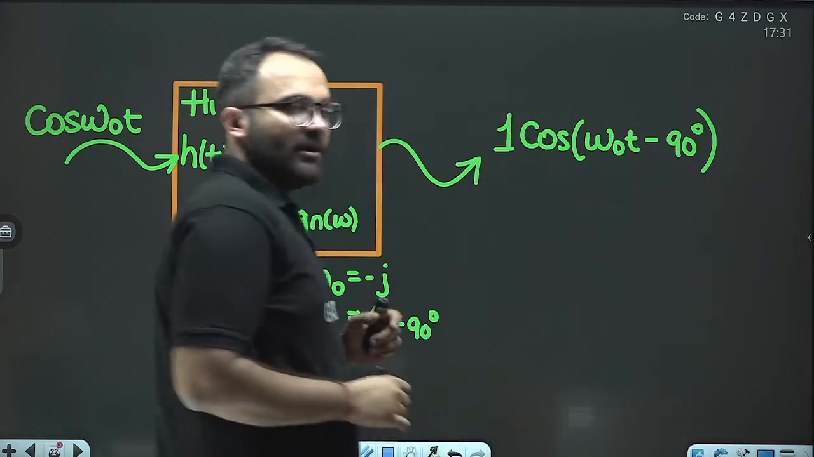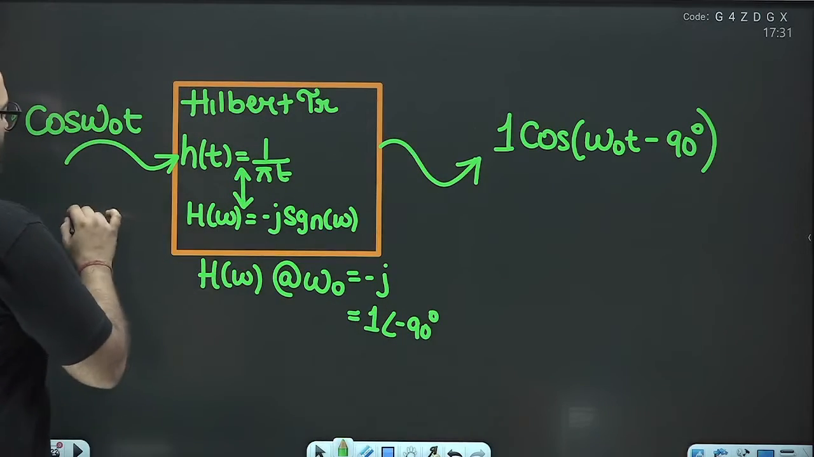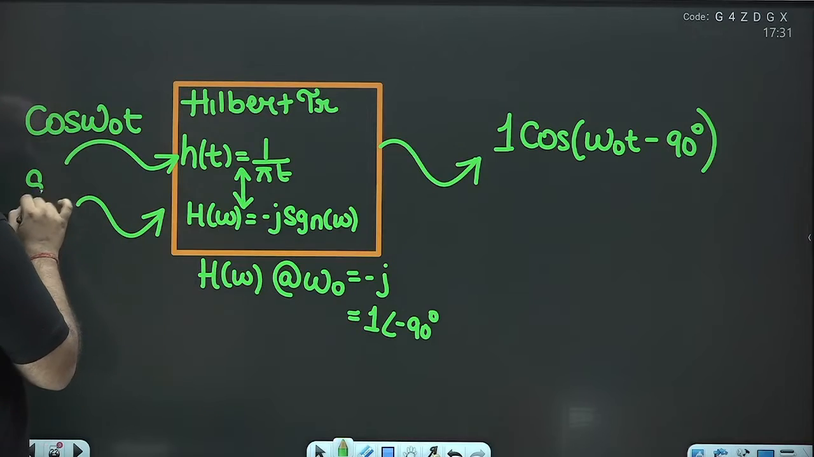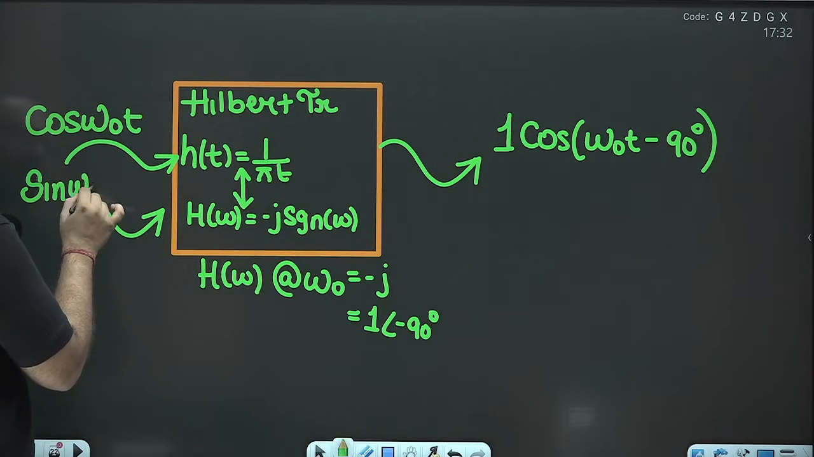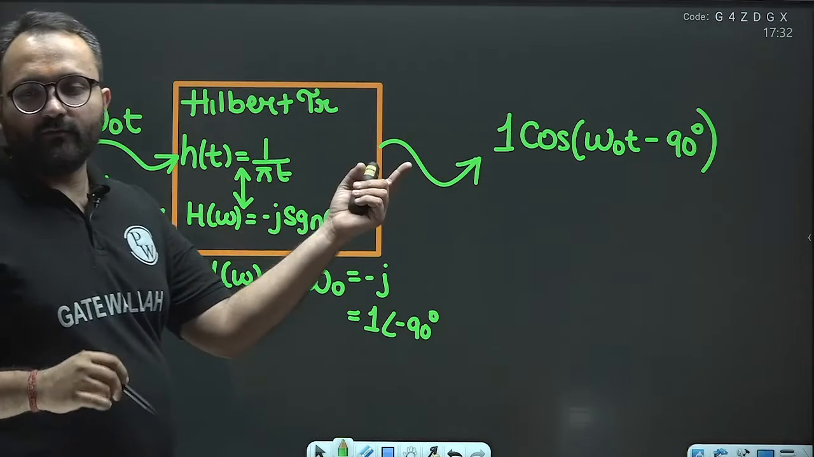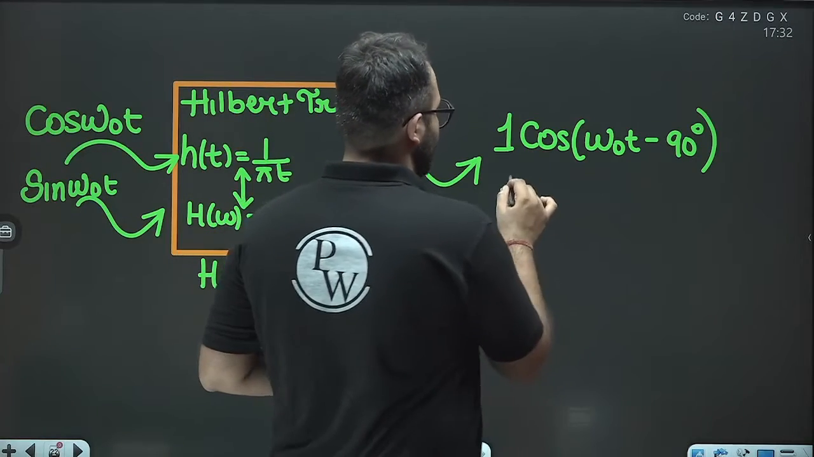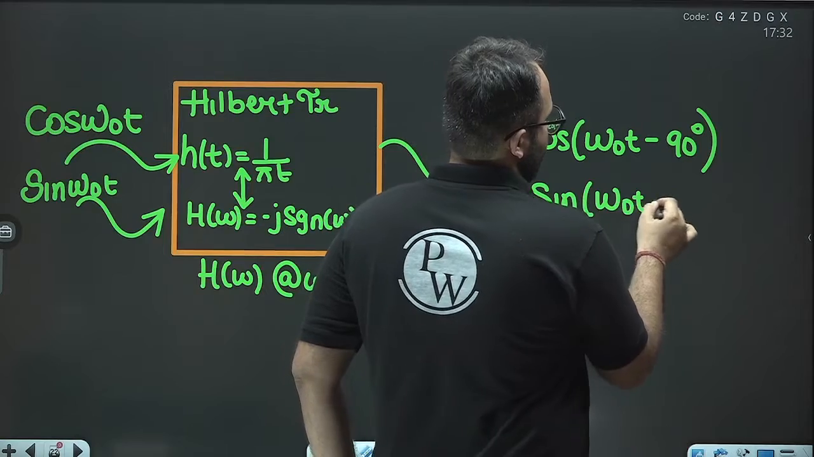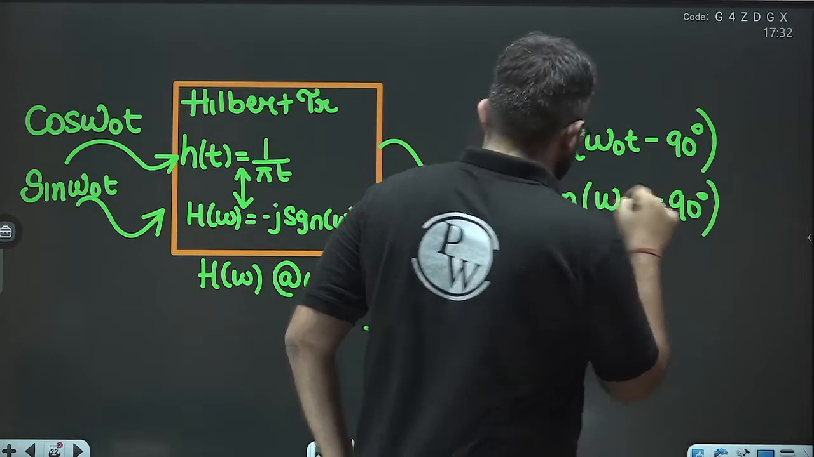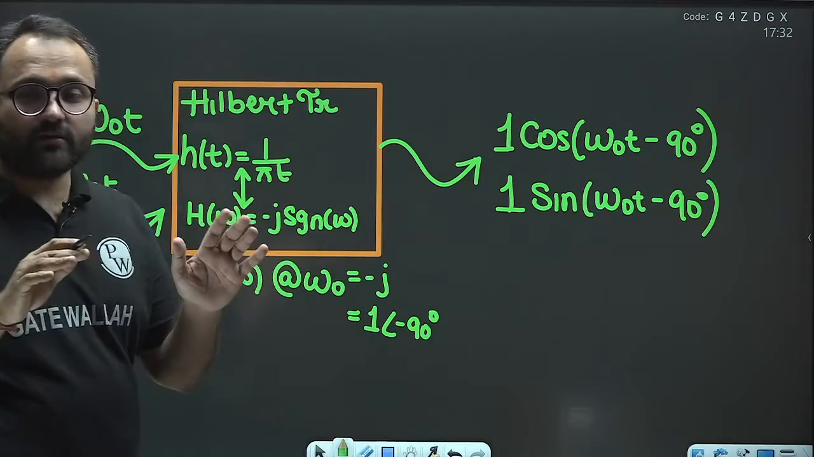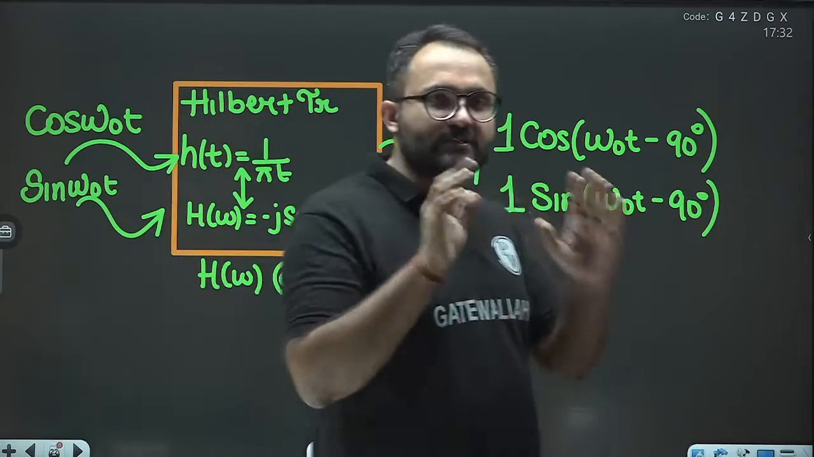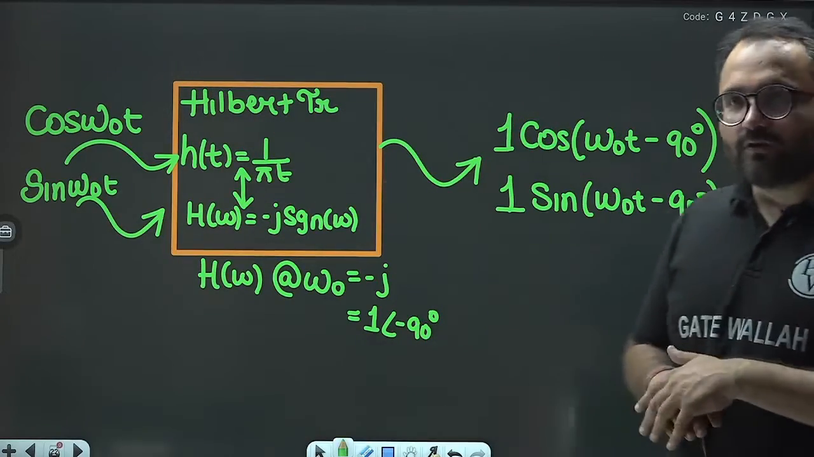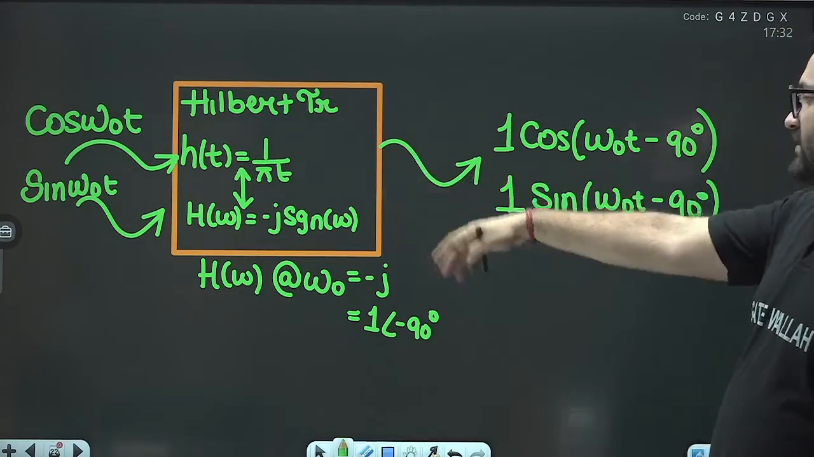Similarly for the sine also, if the input is a sine wave, then the output will also be like this only, multiplied by 1 and shifted by minus 90 degree. So here we can see that this Hilbert transform acts as a minus 90 degree phase shifter. It is simply giving minus 90 degree phase shift to the input.